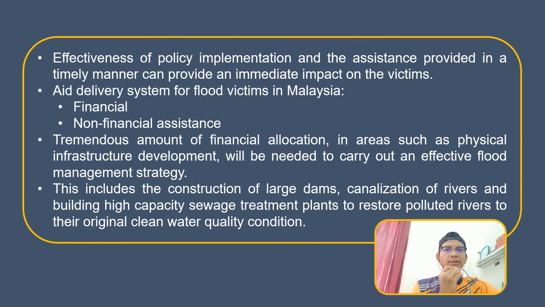The effectiveness of policy implementation and the assistance provided in a timely manner can provide an immediate impact on the victims. Aid delivery system for flood victims in Malaysia is based on two forms, which are financial and non-financial assistance. The tremendous amount of financial allocation in areas such as physical infrastructure development will be needed to carry out an effective flood management strategy. This includes the construction of large dams, canalization of rivers, and building high-capacity sewage treatment plants to restore polluted rivers to their original clean water quality condition.